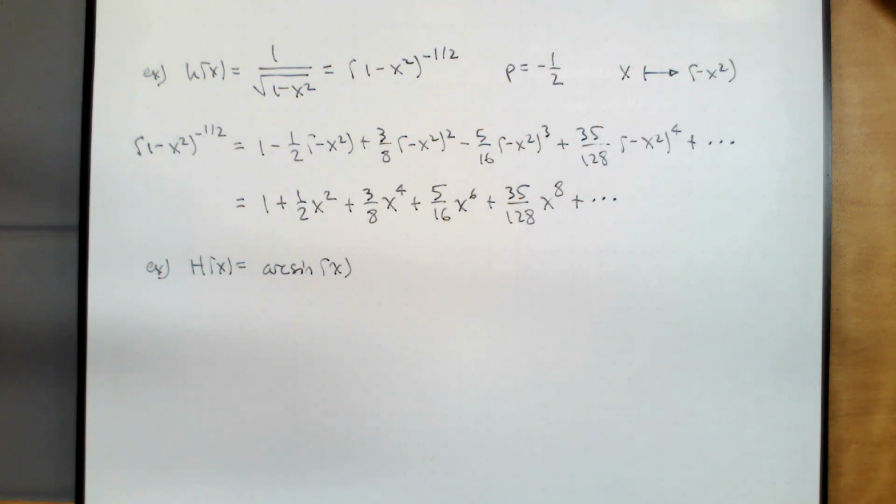So this one seems very different. But if we take the first derivative, h prime of x is 1 over the square root of 1 minus x squared, which is the Taylor series that we just found. It's like I planned this or something. I also called it capital H.